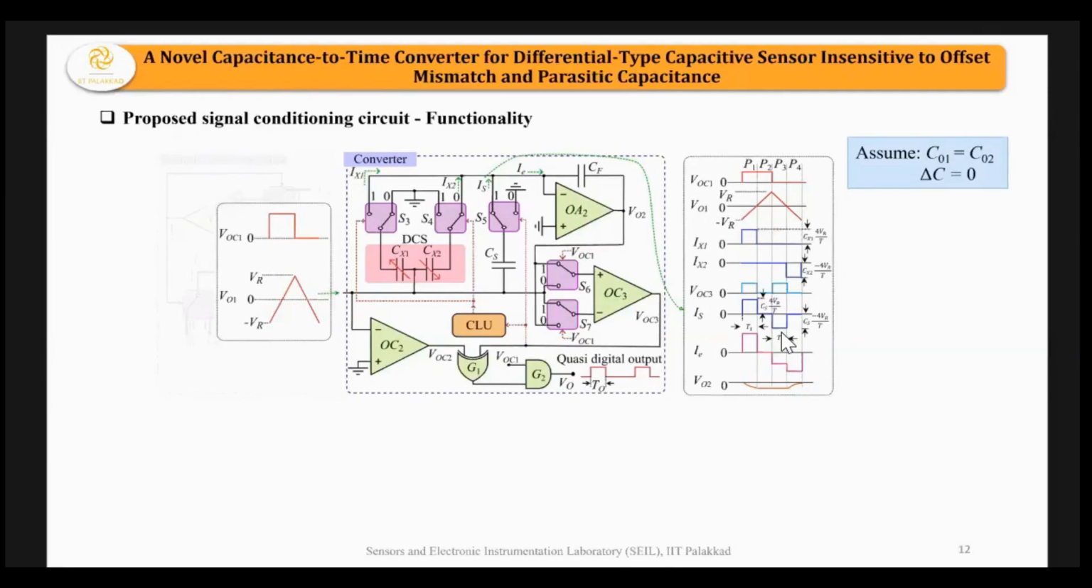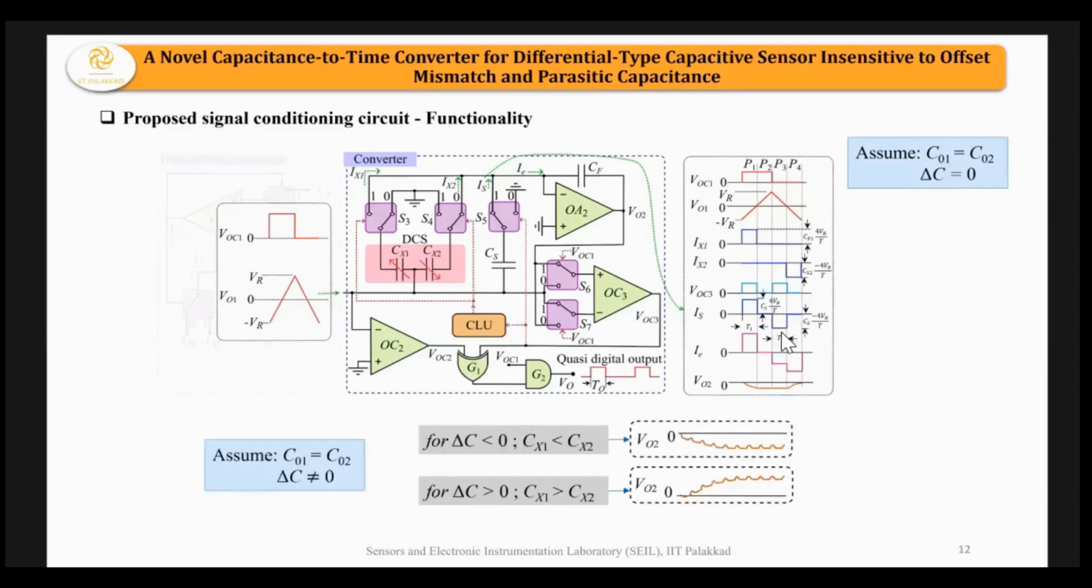So the net current IS through CS won't be equal to 0 over the entire period. At a particular point, this current IS will compensate IX1 minus IX2, so at a particular value of V02 the error current IE will be made 0. At that point, the voltage V02 will settle. The output voltage will look somewhat like this, settling to a particular point, that is, the net change in the voltage at V02 during each time period will be equal to 0. At that point, we can measure the change delta C with respect to CS.